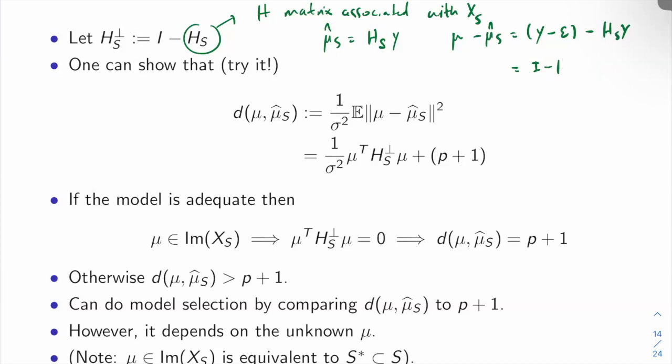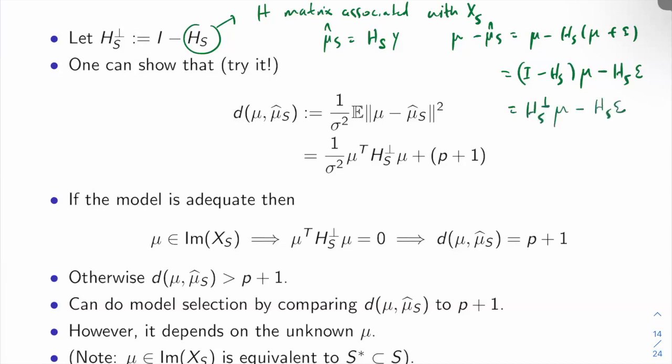Okay, no, I don't want to do this. I want to write it the other way. So mu minus HS Y plus epsilon, sorry, mu plus epsilon. So I get I minus HS times mu minus HS epsilon. And so this is HS perp mu minus HS epsilon.